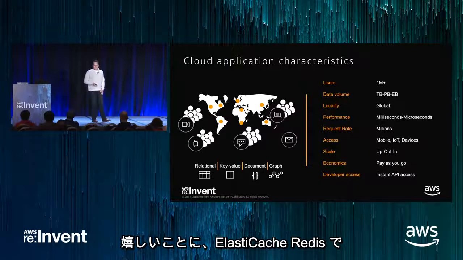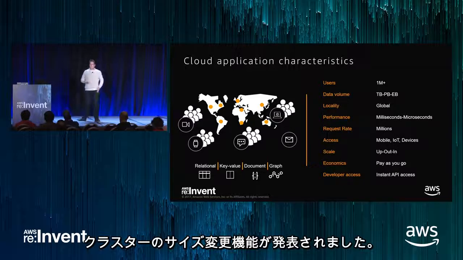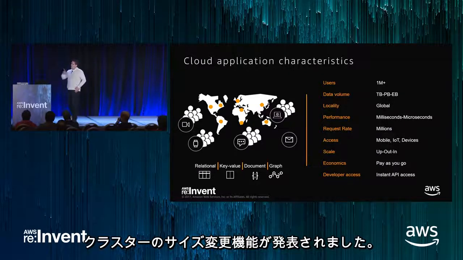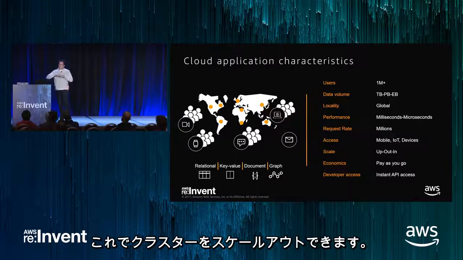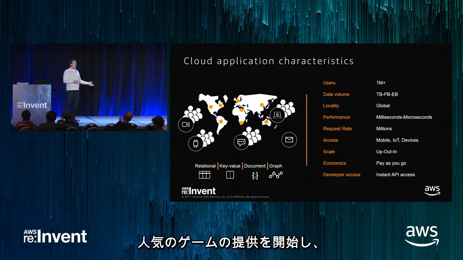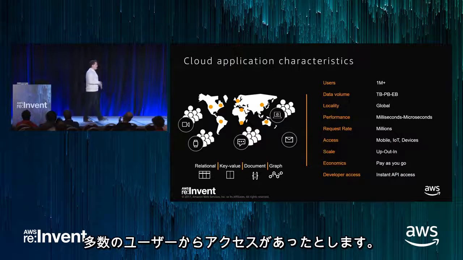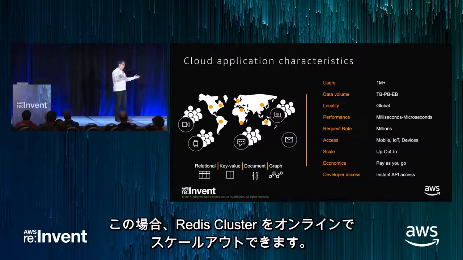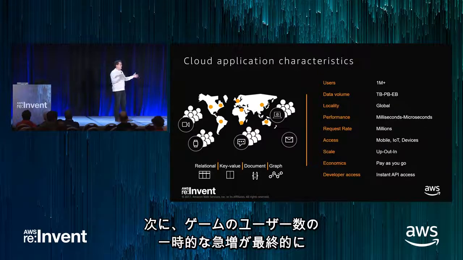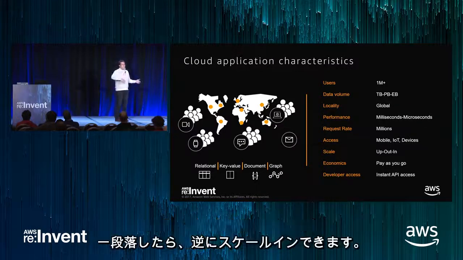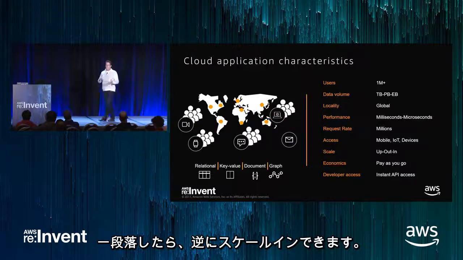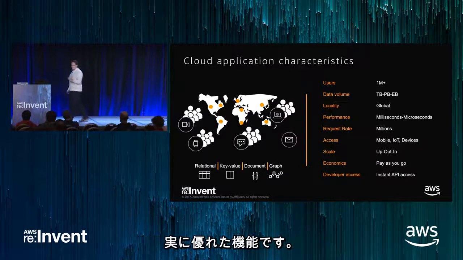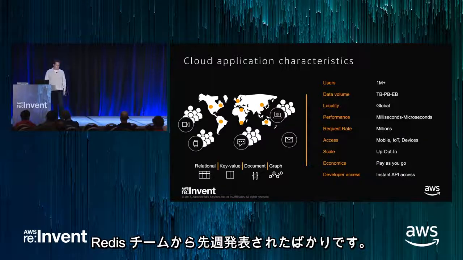A nice thing here, like with ElastiCache for Redis, we just announced the ability for cluster resizing such that you can scale a cluster out. For example, if you're doing a leaderboard and you launched a really popular game like the ones that are coming out now, you had tons of users accessing that game, great. You can scale out a Redis cluster online. Nothing comes offline. And then, of course, as those users eventually get through the surge of the game, you want to be able to scale that back in while keeping the system online. So it's a really cool feature that the Redis team just shipped last week.